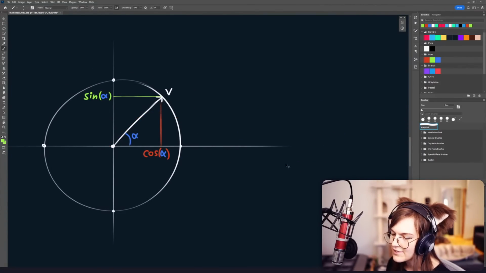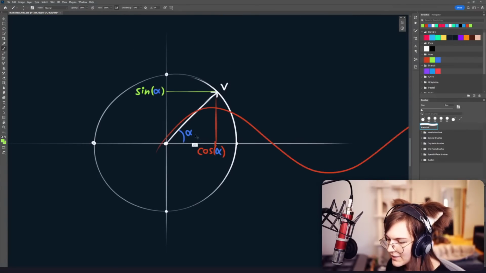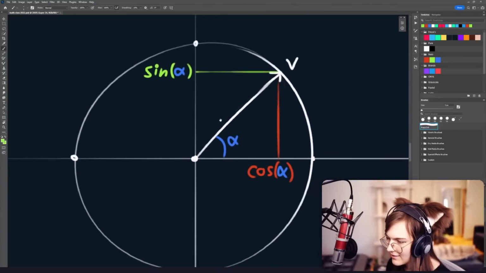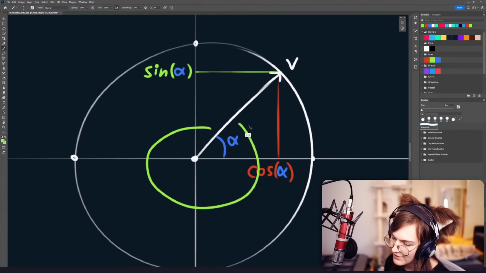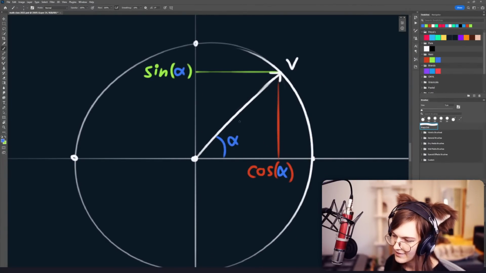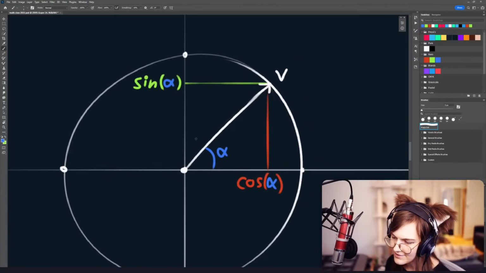And they have this repeating nature because no matter what you set this angle to, the vector is obviously going to return to the same position when you've gone a full turn around, right? And so that's why they have this repeating nature.